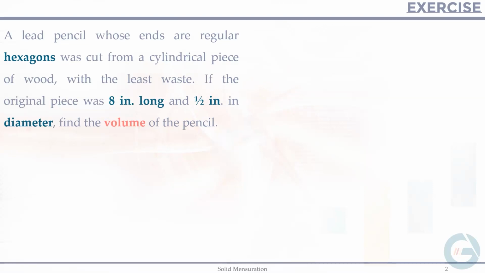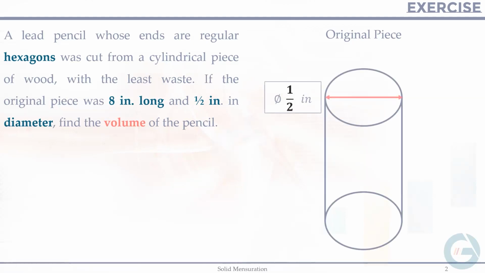Based on the problem, the pencil was cut from the original piece of wood, which is cylindrical in shape, and it has a diameter of 1/2 inch and a height, or length, of 8 inches. So this is the original piece, and the pencil, whose cross-sectional area is a hexagon, was cut from this wood with the least waste.